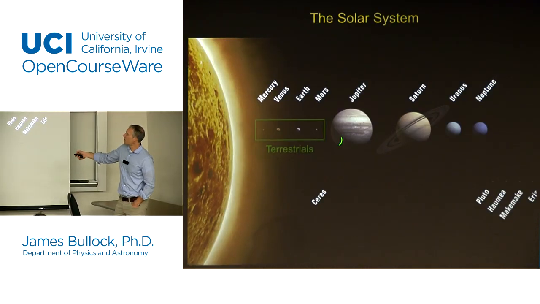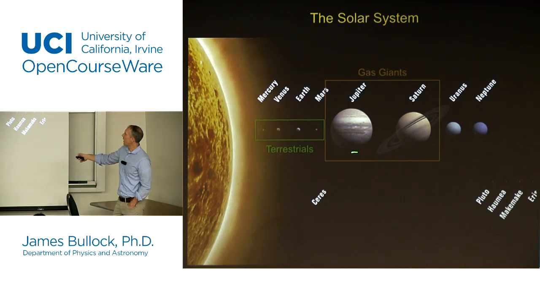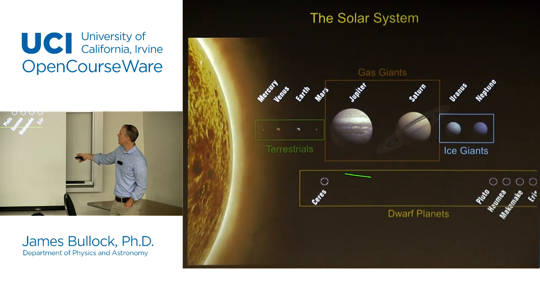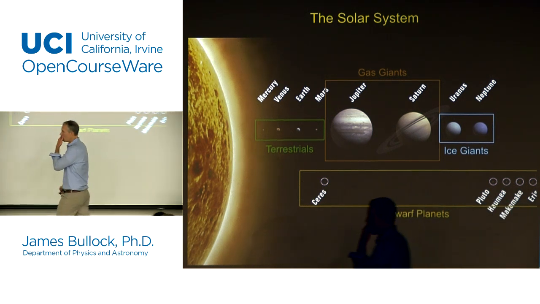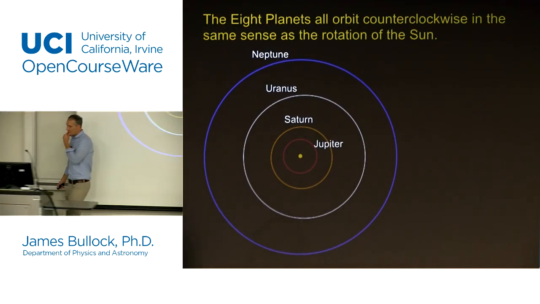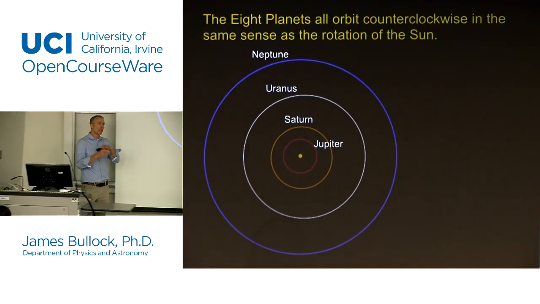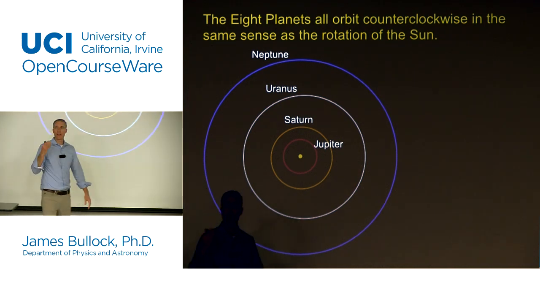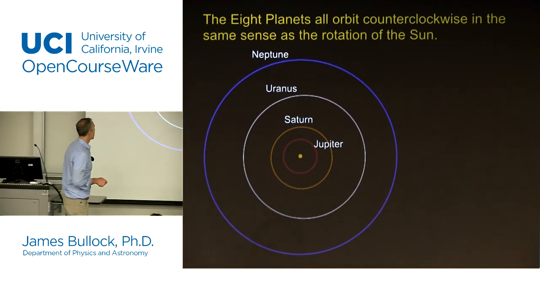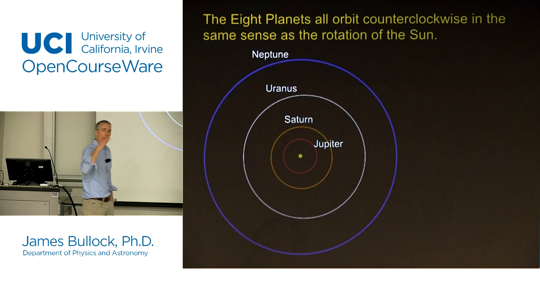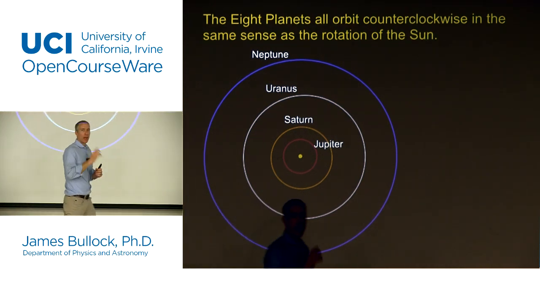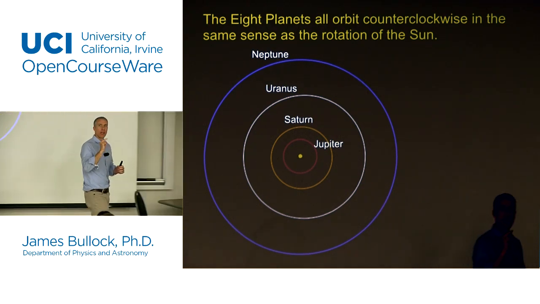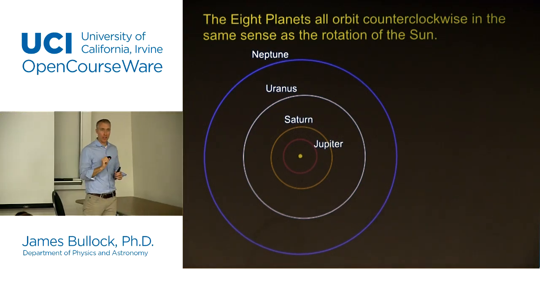Now, again, just to remind you, terrestrials are here. The gas giants are here, Jupiter and Saturn. These are called ice giants here, and then these things here are called the dwarf planets. Now, all of the 8 classical planets that we talk about orbit in roughly the same plane around the Sun, okay? And they all orbit in the same direction, and that's also the same direction that the Sun rotates.